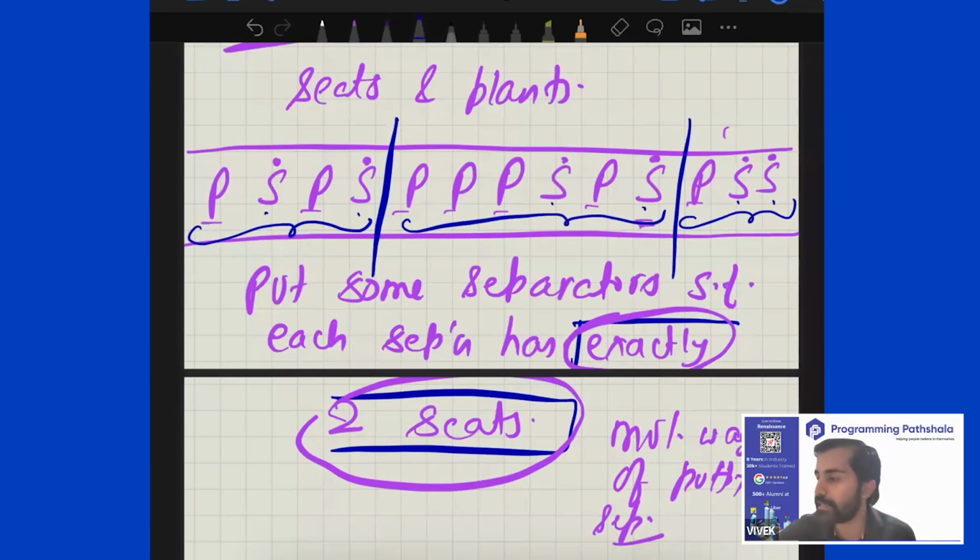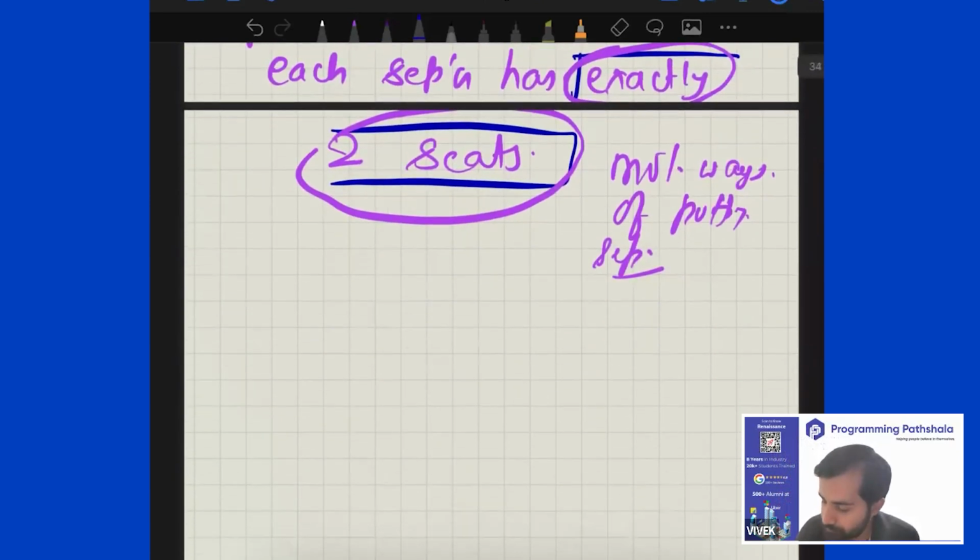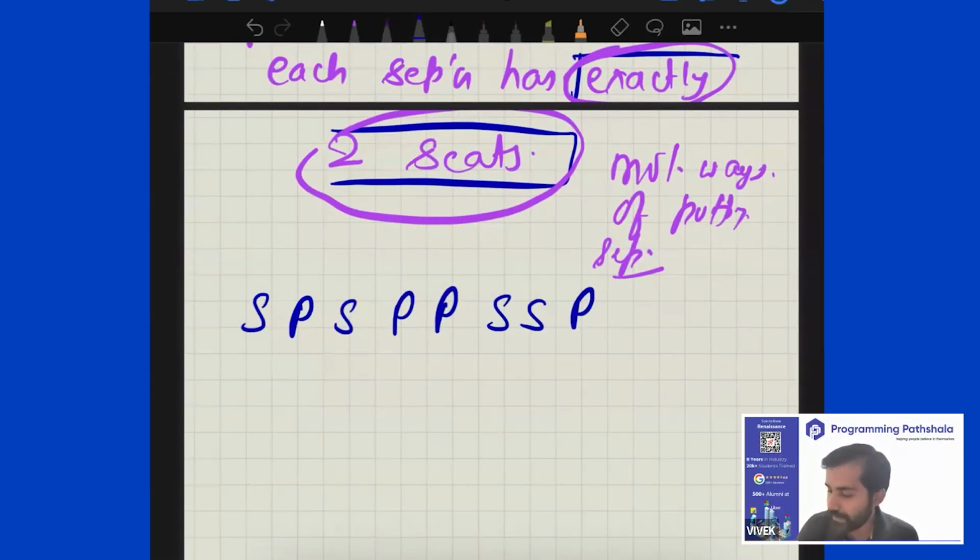Now the question is just asking that, hey, how many ways are there? So return me the total number of ways in which you can perform these separations. Okay, so just to take a quick and easy test case, let's say you have a seed, a plant, and then again a seed, and then plant, and then seed, plant. Can you tell me how many ways will be there in this particular case?